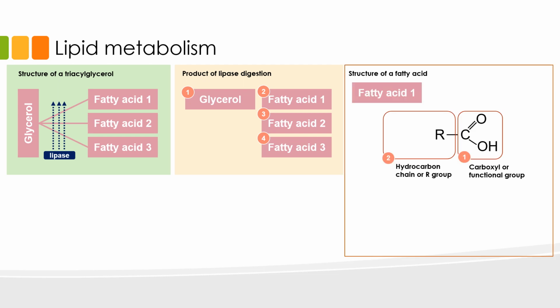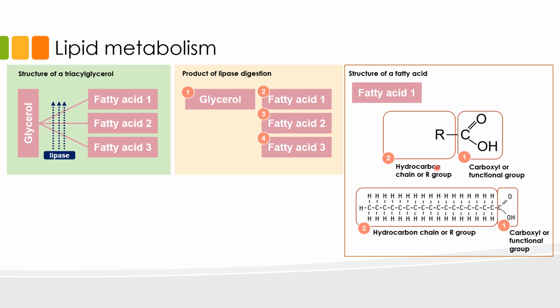This is the basic structure of a fatty acid. We have here a carboxyl or functional group and a hydrocarbon chain or R group. If we expand our R group, this is how it's going to look. It will be composed of a carbon chain attached to hydrogen atoms. This R group is variable depending on the number of carbons in the chain. In this example, we have an 18 carbon chain, which is characteristic of stearic acid.